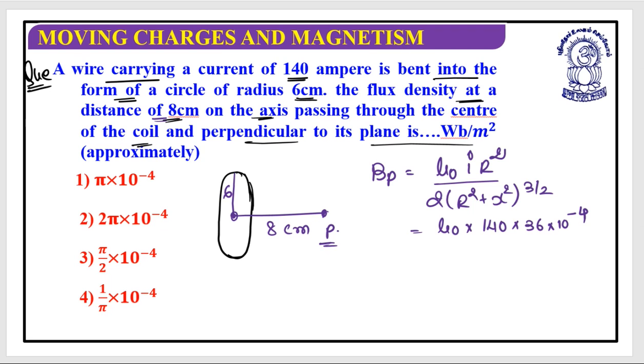36 into 10 to the power minus 4. I hope this is clear. It's 36 into 10 to the power minus 4 divided by 2 into bracket r square. It's 36 plus 64 into 10 to the power minus 4 to the power 3 by 2. I hope this is clear. Okay, great.